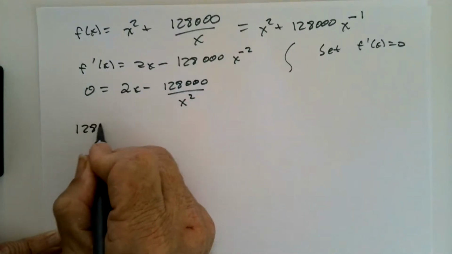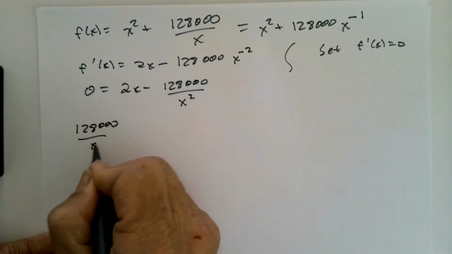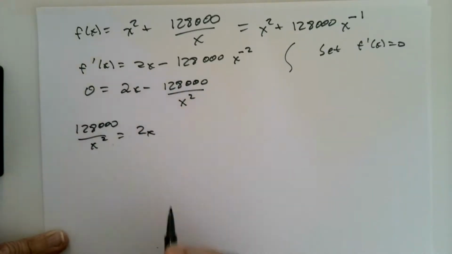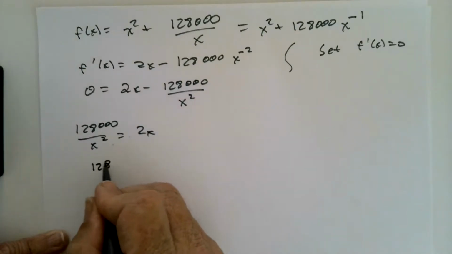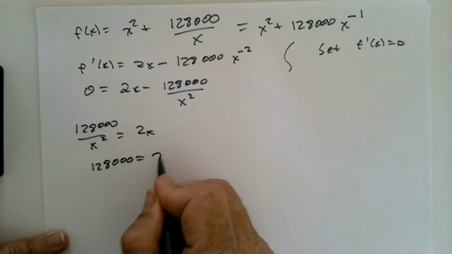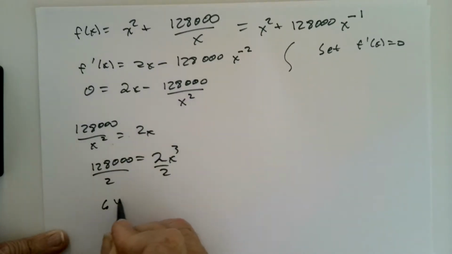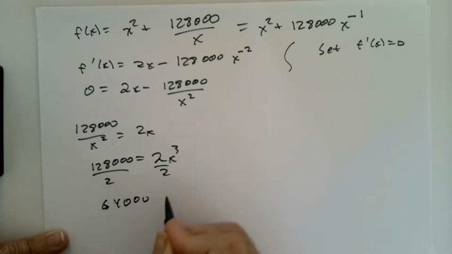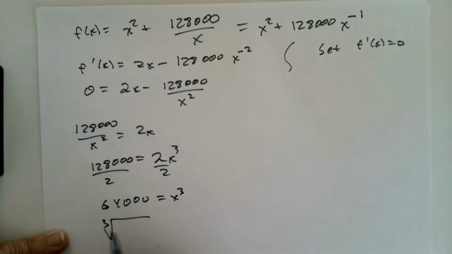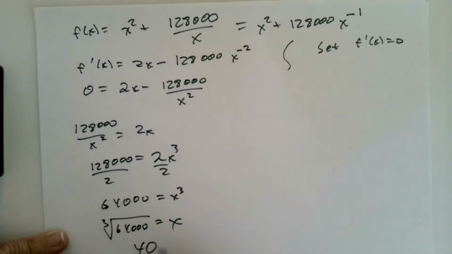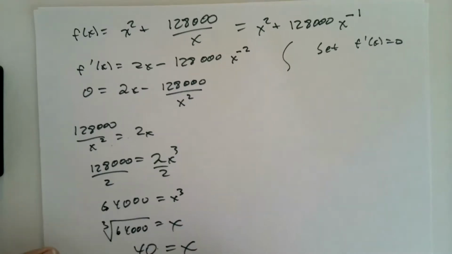128,000 over x squared equals 2x. Multiply both sides by x squared. 128,000 equals 2x cubed. Divide by 2. 64,000 equals x cubed. Cube root of 64,000 is x. That is 40 is x.